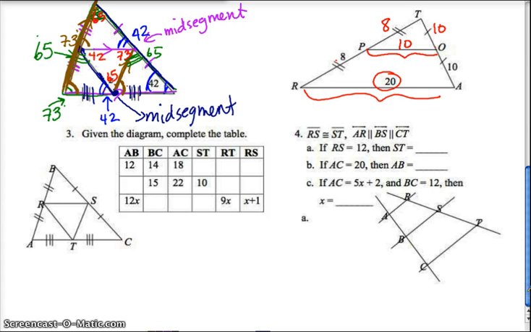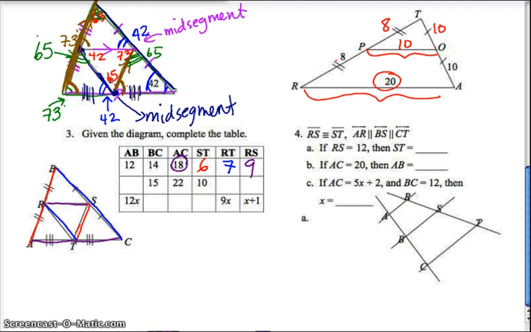Okay, given the diagram, complete the table. So if AB is 12, and BC is 14, and AC is 18. What is ST? So AB lines up with ST, right? If AB is 12, then ST is 6. And then RT is parallel and half the length of BC. So RT must be 7. And then RS is half the length of AC. So AC is 18, therefore RS is 9.